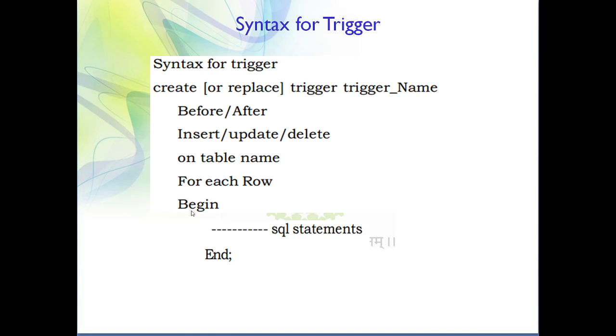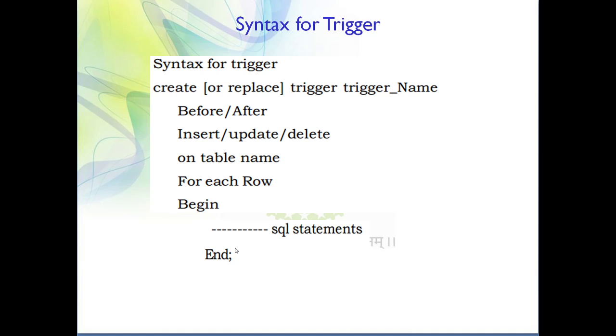And then there is begin and end. So here we'll write a block of code which can be displayed. Here we can write anything that we want, that we want the trigger block to execute. That thing we can write over here under the begin and end statement. So this is the syntax for creating a trigger.